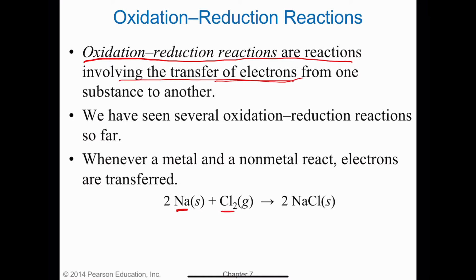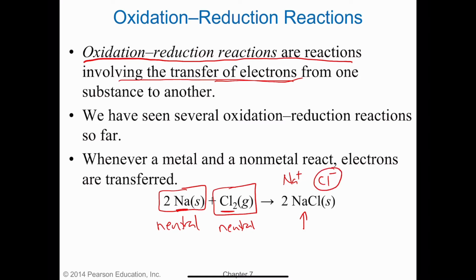And remember, this is sodium, the way they've written it, this is sodium neutral. So this is the neutral atom. And then this is diatomic chlorine. This is also neutral. But here in this compound, now the sodium is essentially a sodium ion, and the chlorine is a chlorine ion or chloride ion. So in order for this chlorine to become negative, it had to gain electrons. Where did those electrons come from? They came from the sodium.